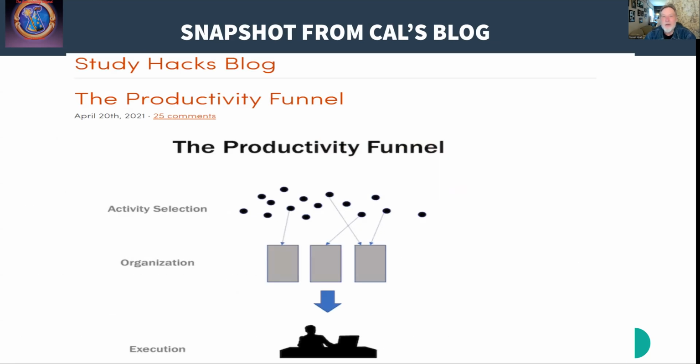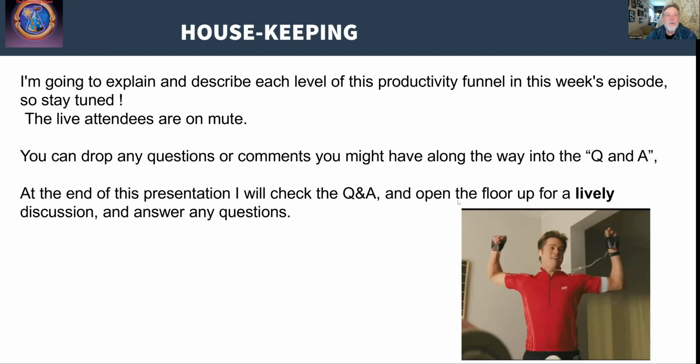So this is a picture of the pattern that we're going to talk about. He calls it productivity funnel, and it's 3 layers. Top layer is activity selection. Second layer is organization. And then the third layer is execution. And I'm going to dive down into more detail for each of those.